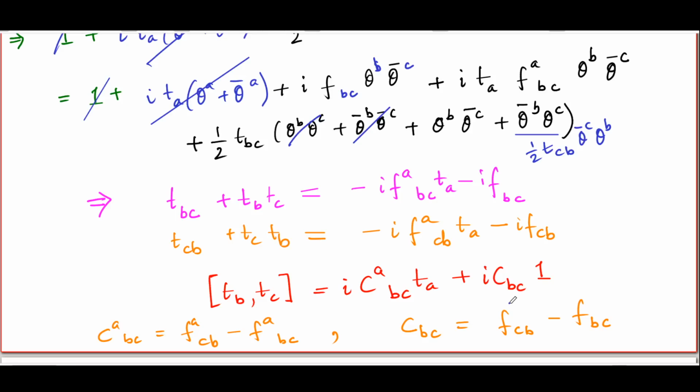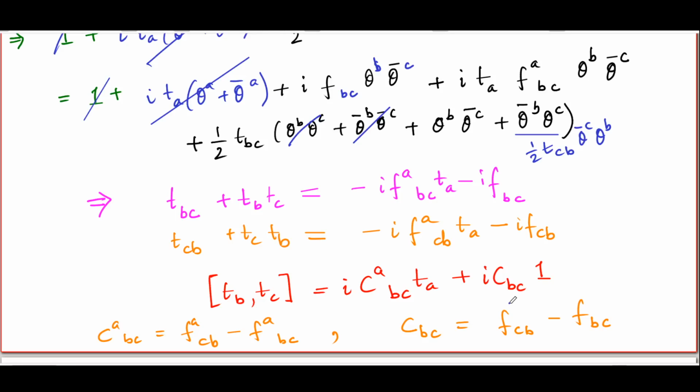actually a sum over TA times some constants which depend on A, B and C, iCABCTA, where CABC is FACB minus FABC. Now this should be the familiar structure constant from the Lie algebra that we had met before. But in addition to that, you have one more additional piece. You get i times CBC times identity, where CBC is simply FCB minus FBC. So the presence of this extra phase factor in a projective representation has this consequence on the commutation relations.